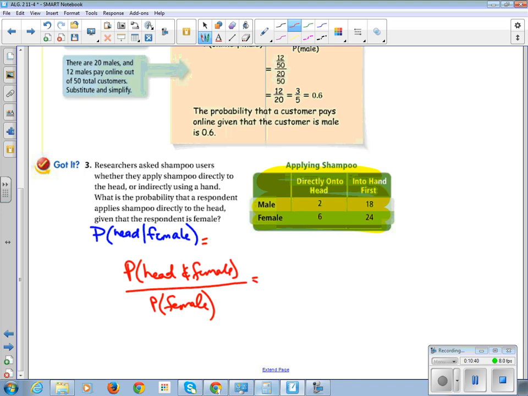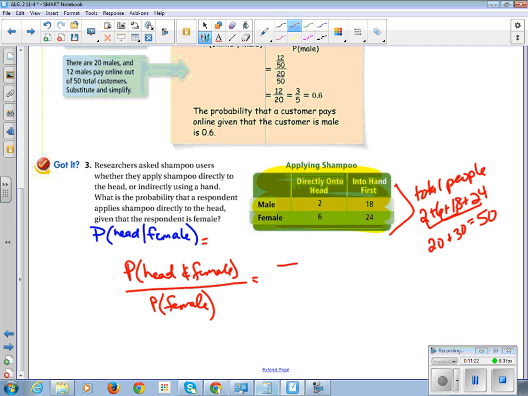All right, so we need to find out our total number of people, because we're going to use the heck out of our total people. So we've got 2 plus 6 plus 18 plus 24. And I'm going to do it according to what's convenient. 2 plus 18 is 20, and 6 plus 24 is 30. So we have a total of 50 people.